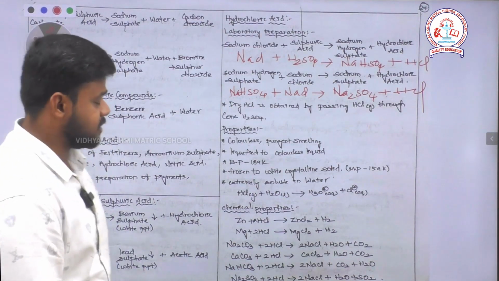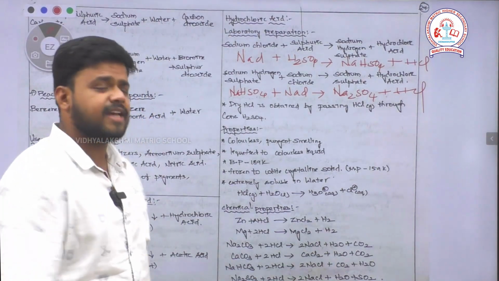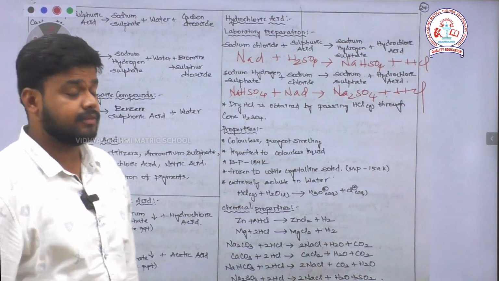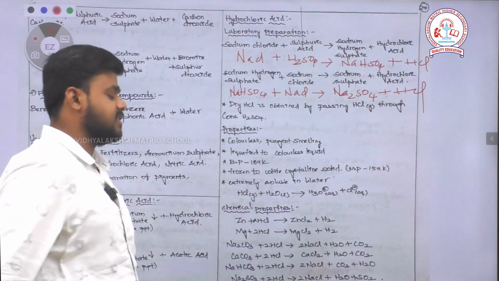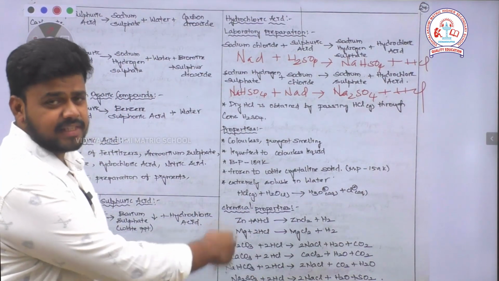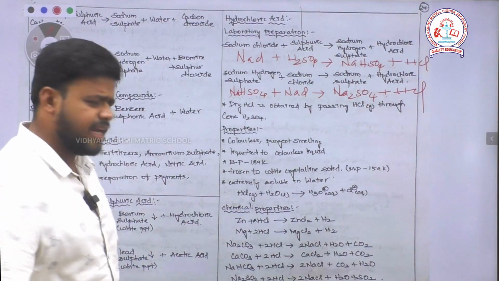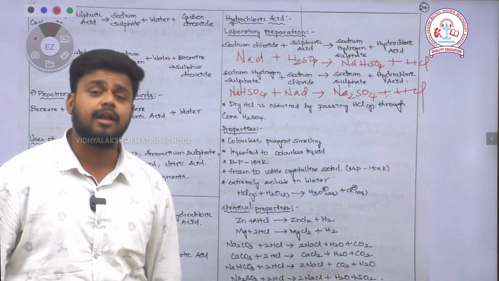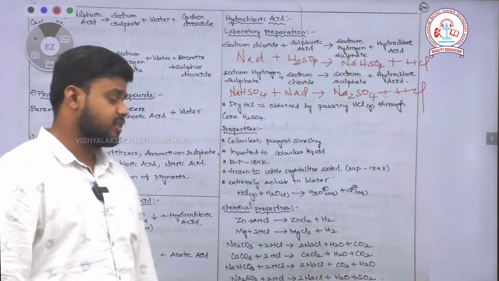Then its chemical properties. Chemical properties include the reaction with metals. We have seen these types of reactions in class 11. Zinc reacts with HCl to form zinc chloride by displacing the hydrogen in it. Similarly, any metal, when it reacts with HCl or H2SO4, displaces hydrogen.